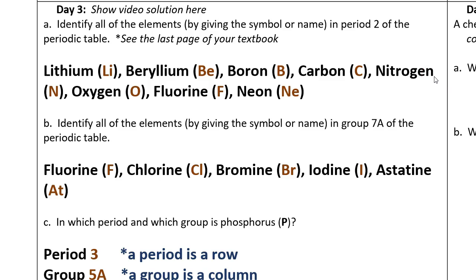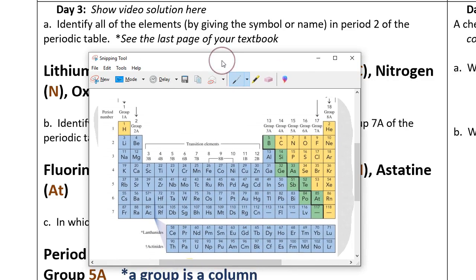Question B. Identify all of the elements in group 7A of the periodic table. The groups are the columns of the periodic table, and there are 18 of them. Now, depending upon what periodic table you look at, the columns could be numbered differently. Some periodic tables number them from 1 through 18. Others use symbols like 1A, 2A, and then in the center section, 3B, 4B, and so on.